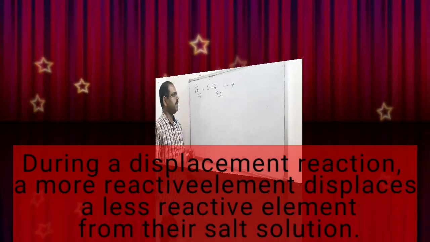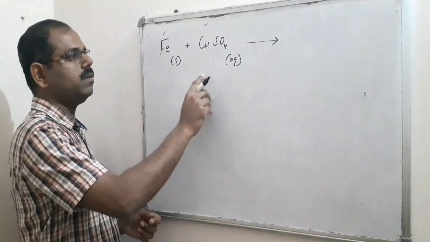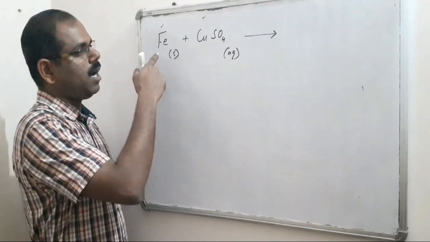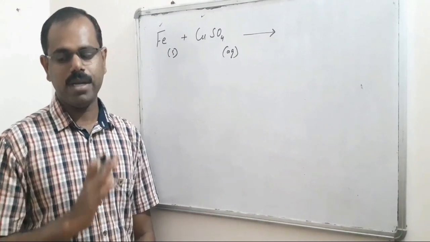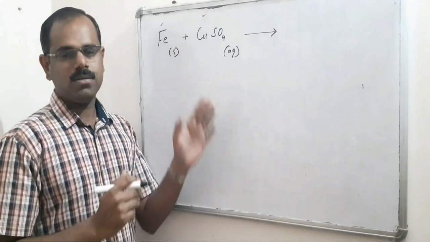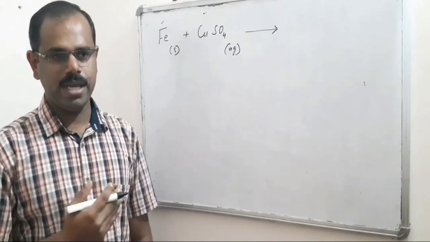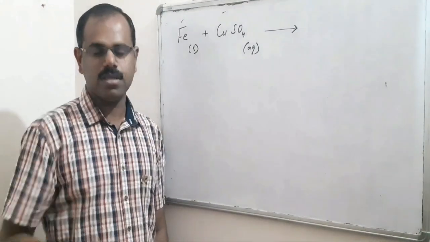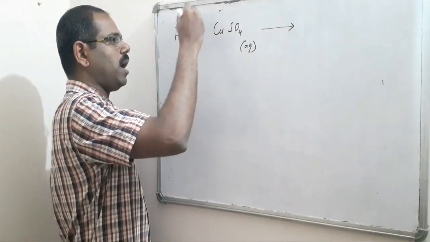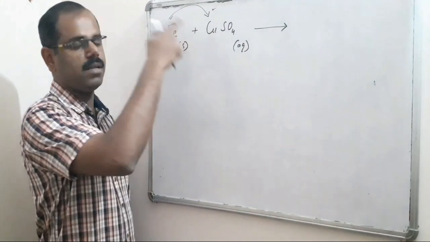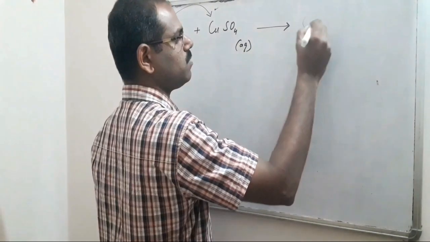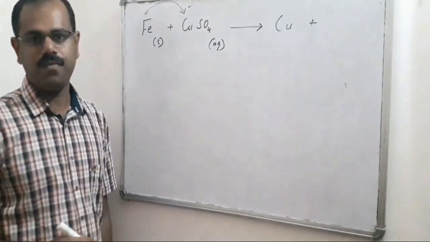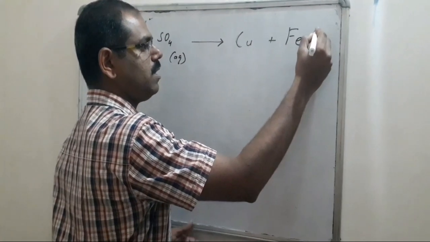See some examples. See the reaction between solid iron and aqueous copper sulfate, that is copper sulfate solution. Okay, so we have two metals, iron and copper. So look at the reactivity series. Which one is more reactive? We see iron is more reactive since iron comes before copper in the reactivity series. So the more reactive iron displaces the less reactive copper. That means the copper goes out. So iron comes along with sulfate. That means iron sulfate, FeSO4.